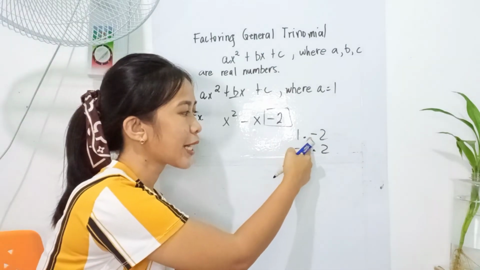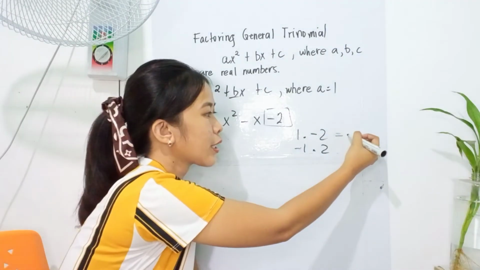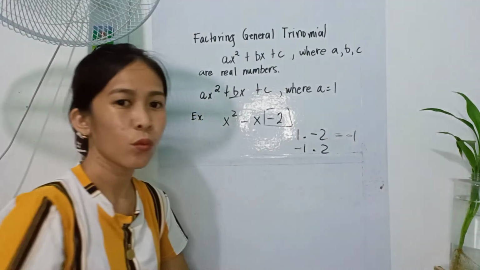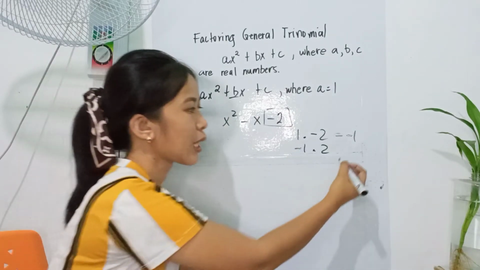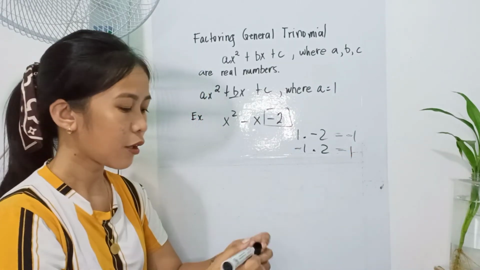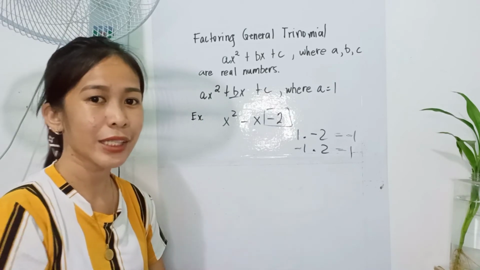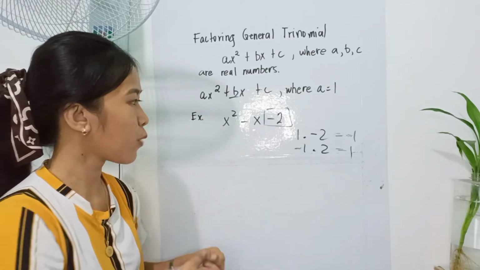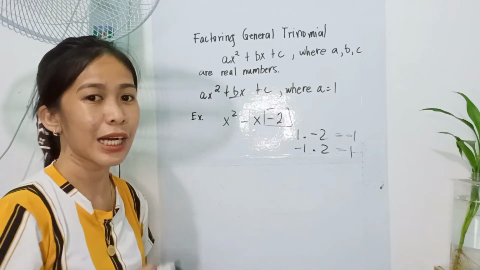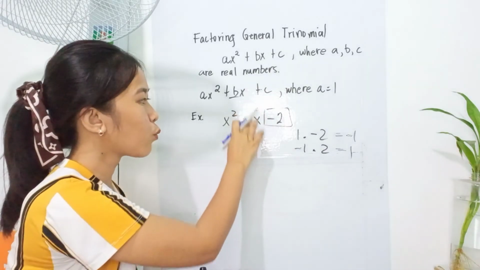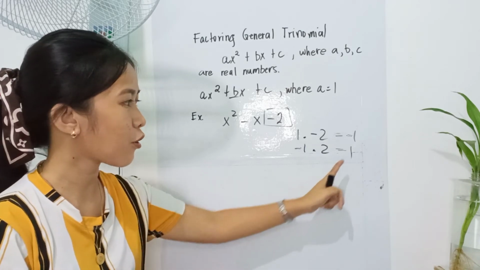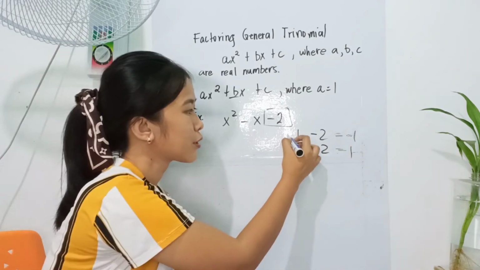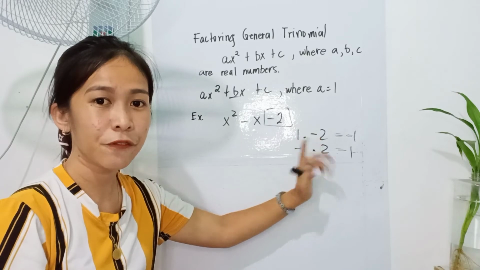Then, 1 plus negative 2 is, of course, negative 1. Okay? And also, negative 1 plus 2 is, syempre, positive 1 naman siya. Okay? And ano ba ang hinahanap natin? Of course, negative 1. Kasi automatic, ang variable na walang kasamang number ay mayroong 1 na katabi. And the factor na hinahanap natin is itong negative 1. So, we have 1 and negative 2.